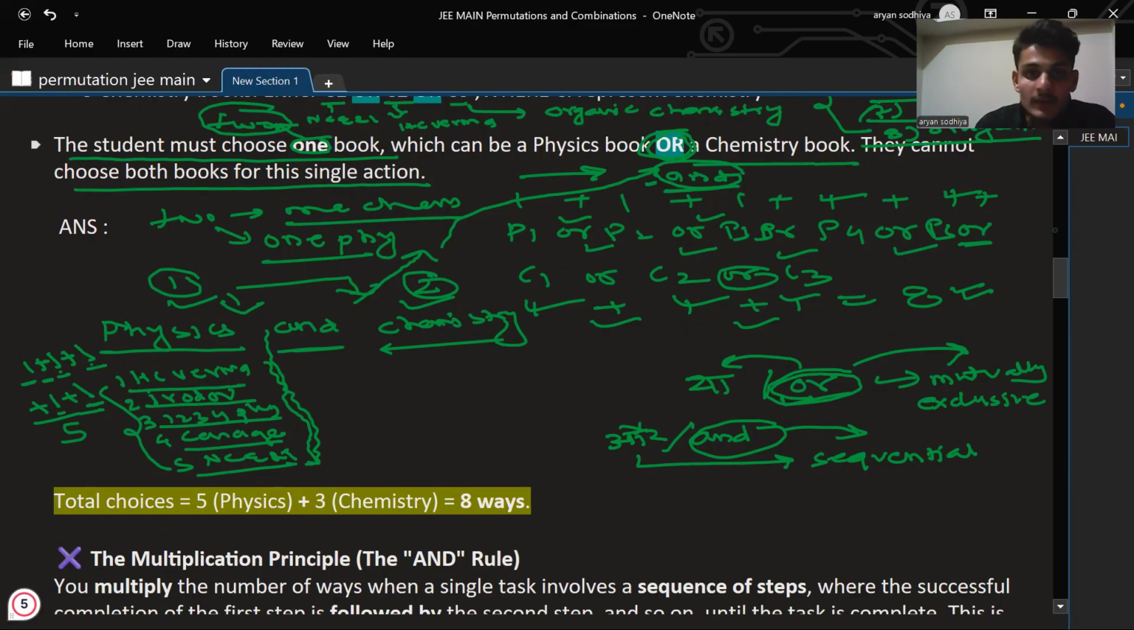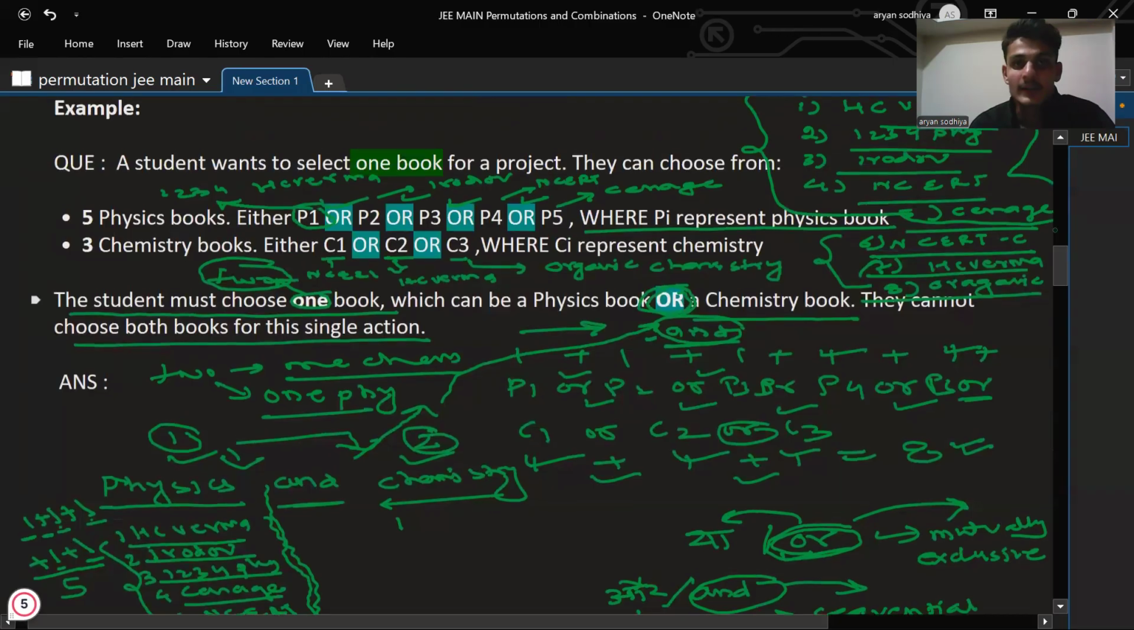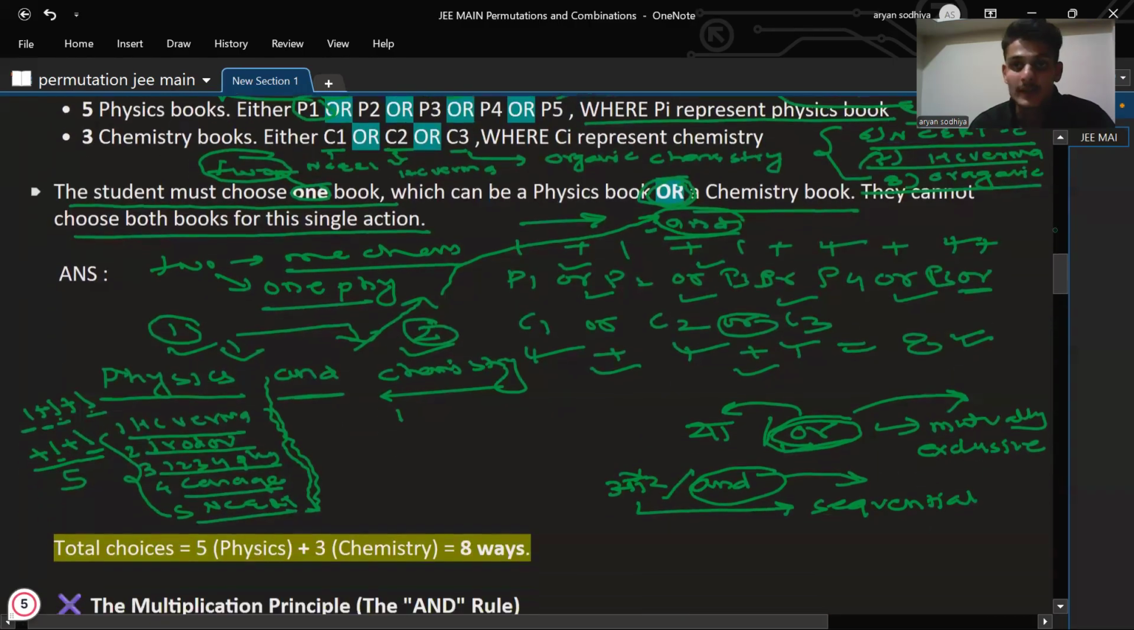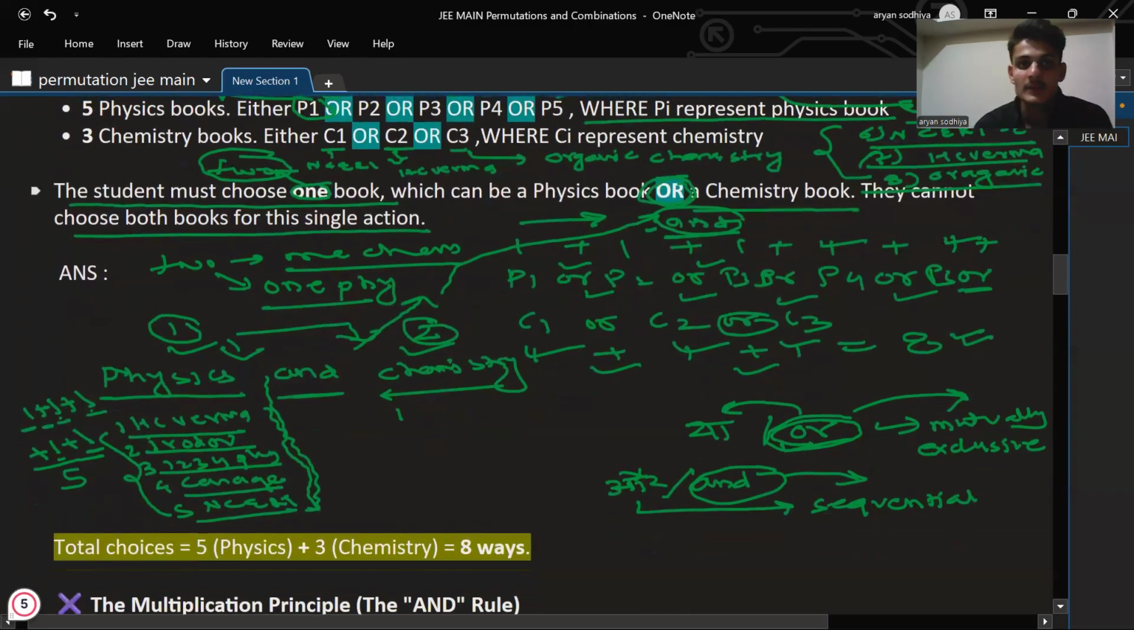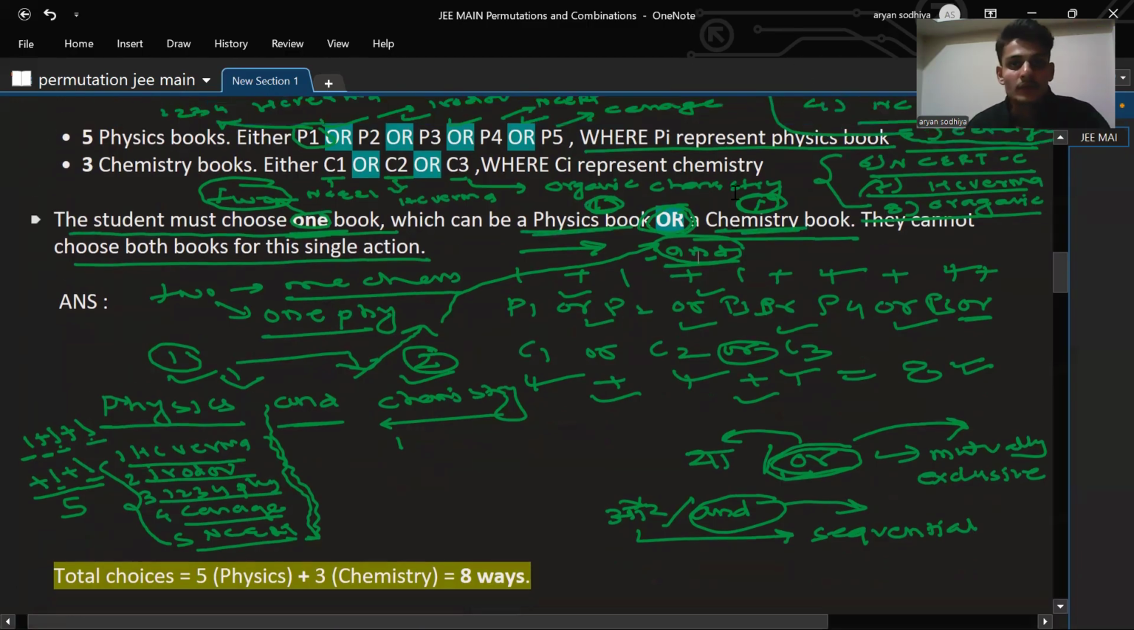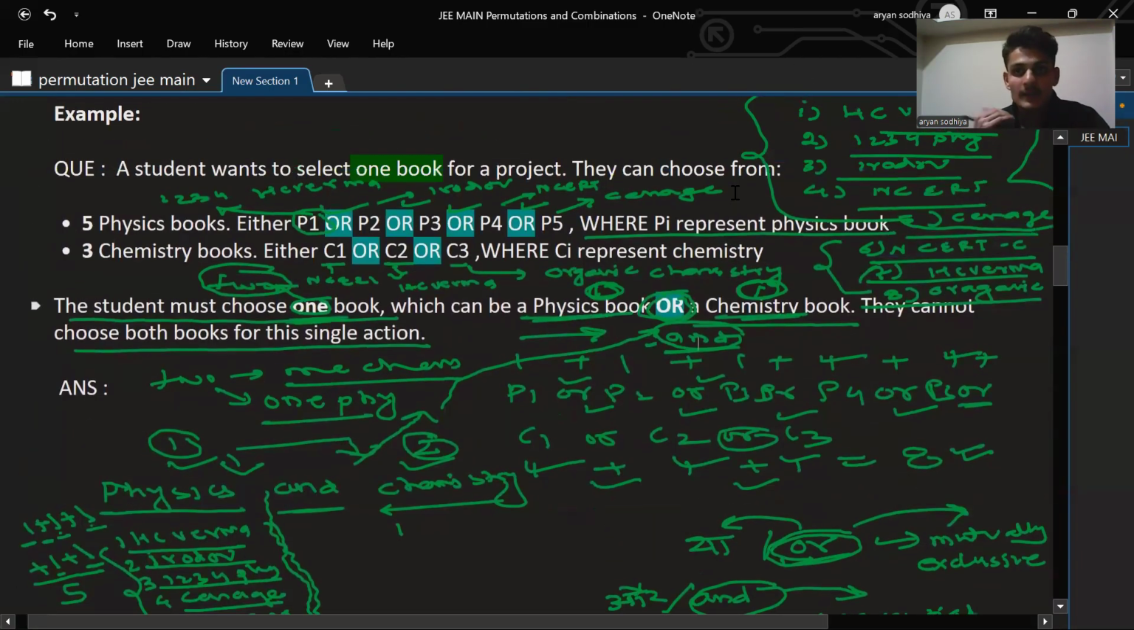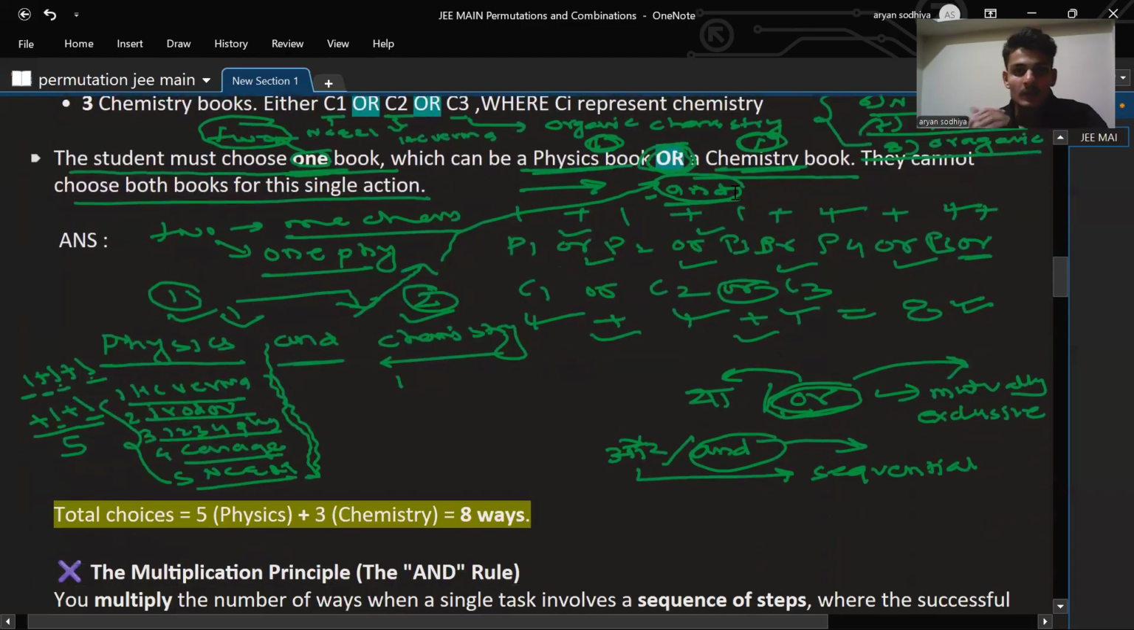So in how many ways? We have discussed previously that there are three chemistry books, C1, C2, or C3. That is not changed. Only this one part here is changed. These two books are there, and here you need to select one physics book and one chemistry book. Otherwise, the number of books given is the same as in the previous question. Okay.